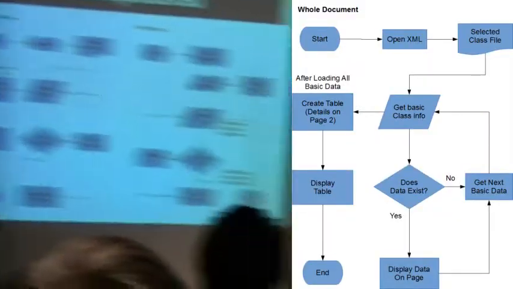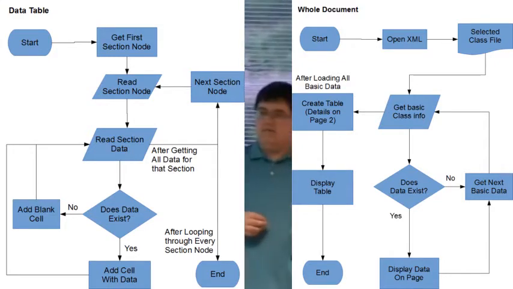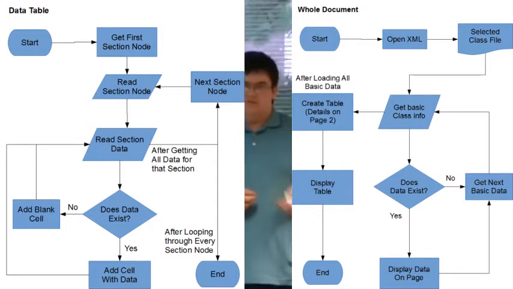This is basically just more of our flowcharts of a couple functions. This one has more to do with reading from the XML, going into the different sections for classes, checking if data exists, and using it if it does.